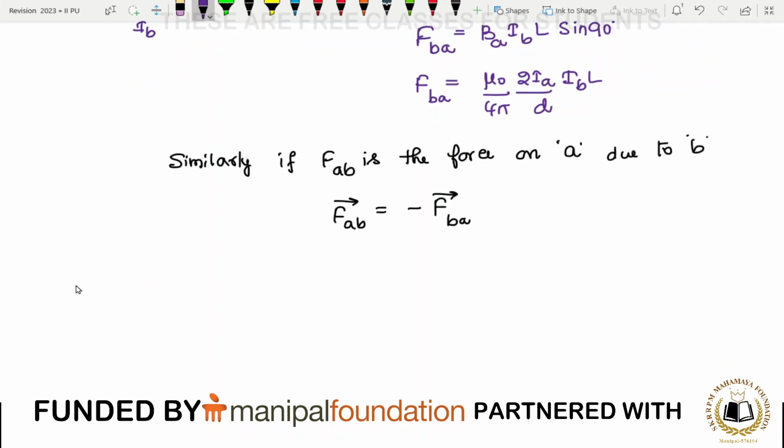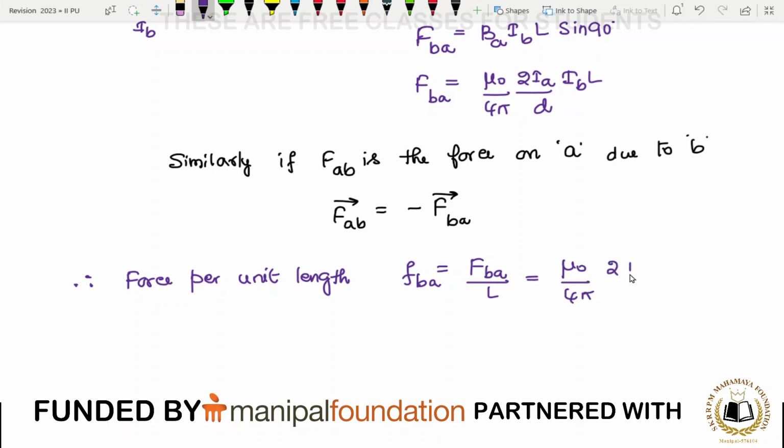Therefore, calculate now the force per unit length. Force per unit length FBA equals FBA divided by L, so this L you bring to this side. That value comes to mu naught by 4 pi into 2 times IA IB by D. This is called force per unit length.